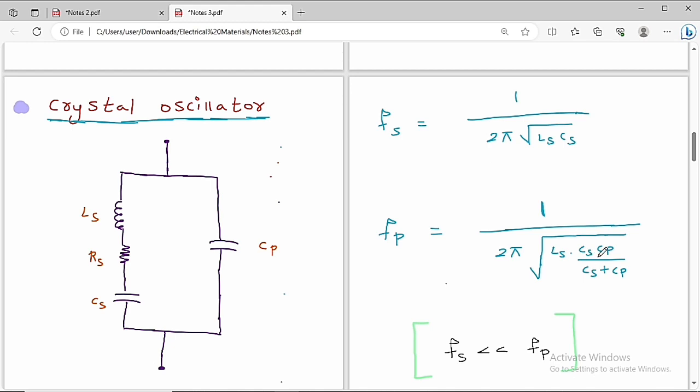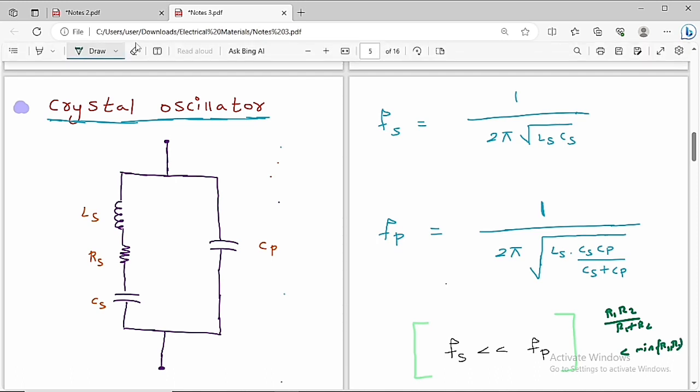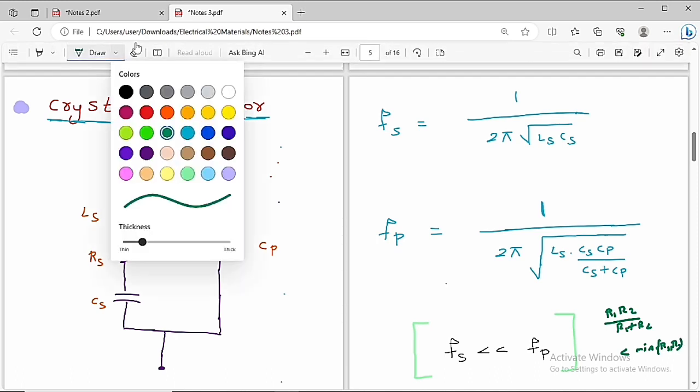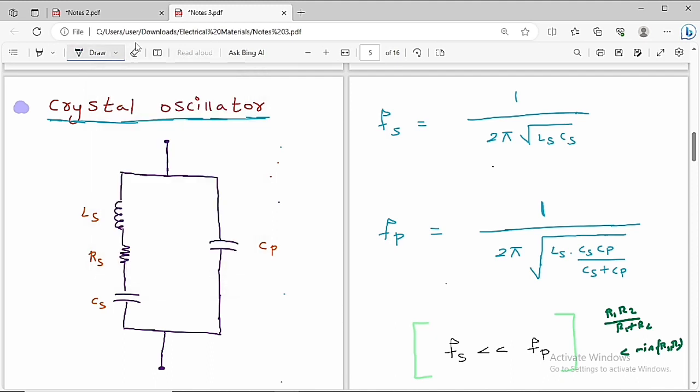So what's the meaning of CS into CV by CS plus C2? You know this formula, right? Whenever two resistors are in parallel, what is going to happen? R1 into R2 by R1 plus R2. So this net resistance will always be lesser than the minimum of the individual R1 and R2. So whenever two resistors are in parallel, the net resistance is R1 into R2 by R1 plus R2, which is always lesser than the minimum of the individual ones.